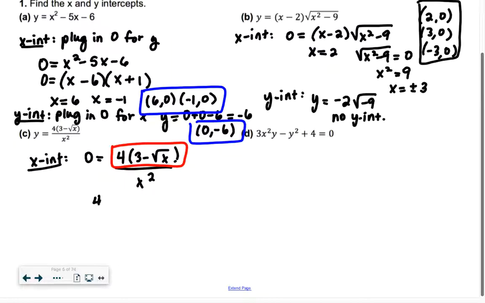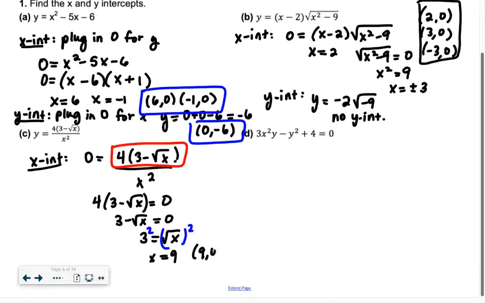So we're going to have 4 times 3 minus the square root of x is equal to 0. So we can divide the 4 out, doesn't matter. So I get 3 minus the square root of x is equal to 0. So 3 equals the square root of x. So what do we plug in for x so that when we take the square root we get 3 is what we're saying. So it'd be 9, right? So you could square both sides, or you could just see that x would have to be 9. So our x-intercept is the point 9, 0.